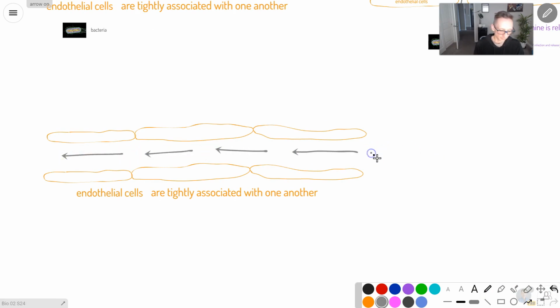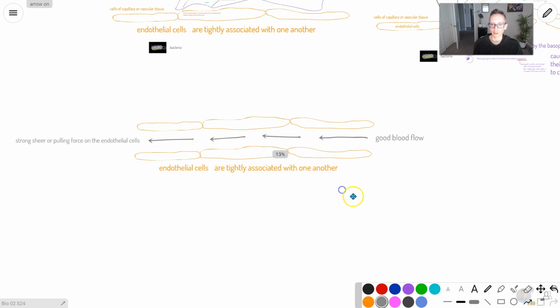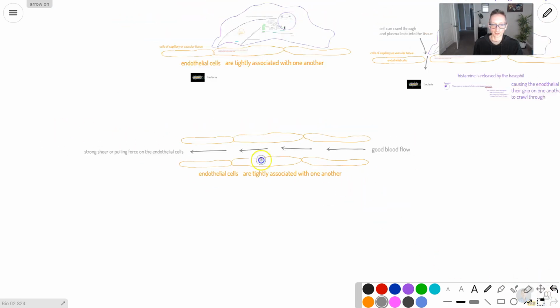Good blood flow. Very fast blood flow. And what does this create? It creates a strong, what's called shear force or pulling force on the endothelial cells. All right. That's what that creates. And what this results in is the endothelial cells will be tightly associated with each other. All right.